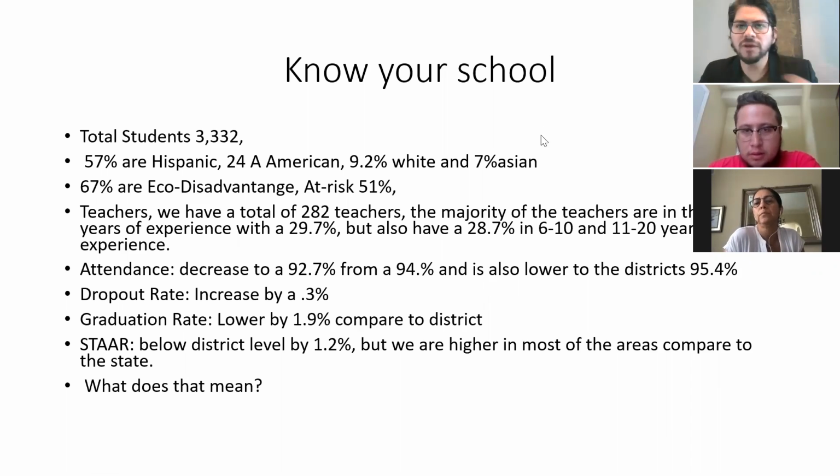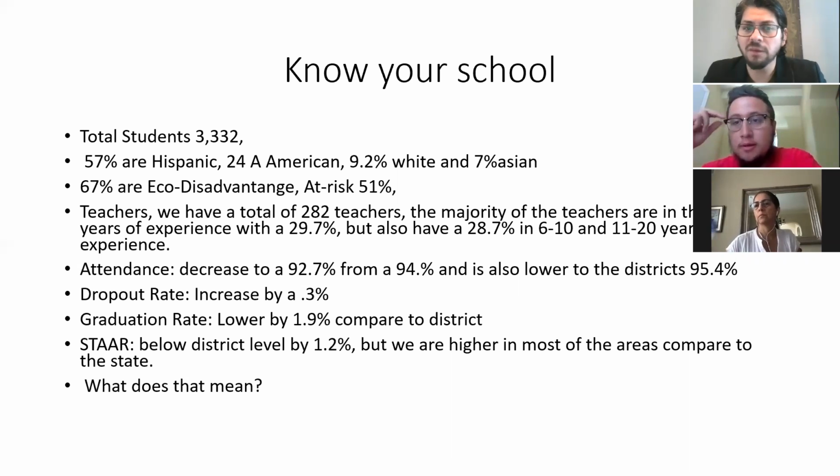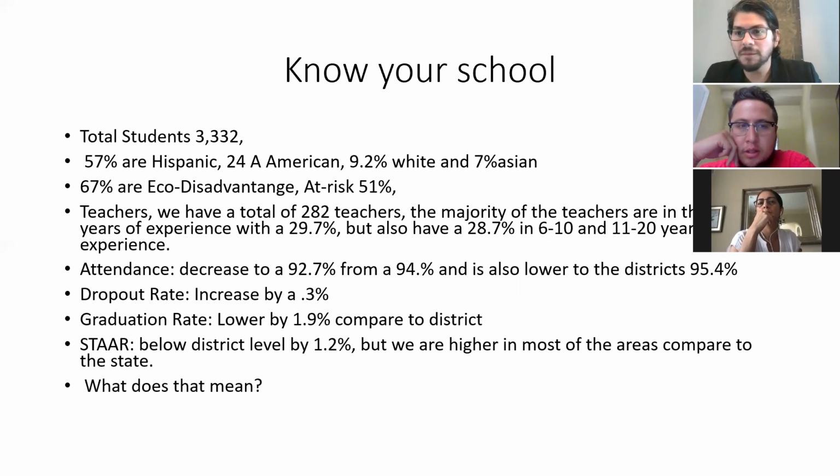Yeah, and for example, our school, as you know, is quite a big school. We have 3,332 students. The majority are Hispanic, 57%, 24% are African American, 9.2% are white, and 7% are Asian. 60% of our students are economically disadvantaged, and 51% are at risk. So that means that a lot of these students are having problems at home, they're having problems at school, and they have different needs that we have to meet here at school.